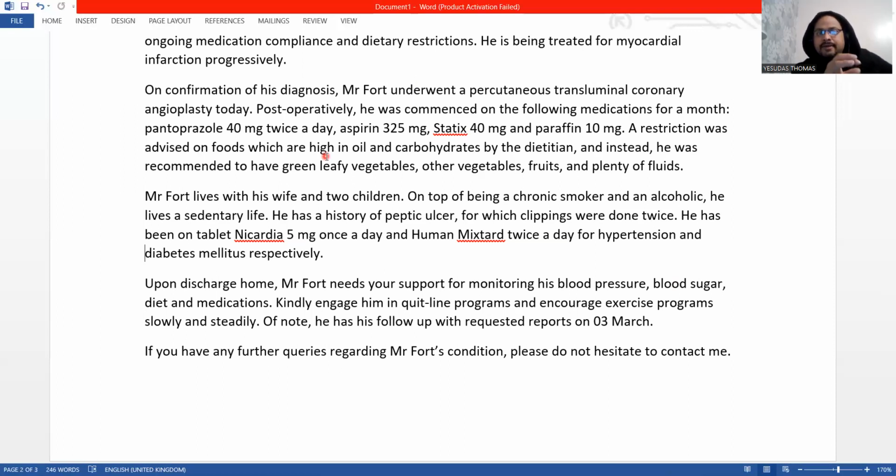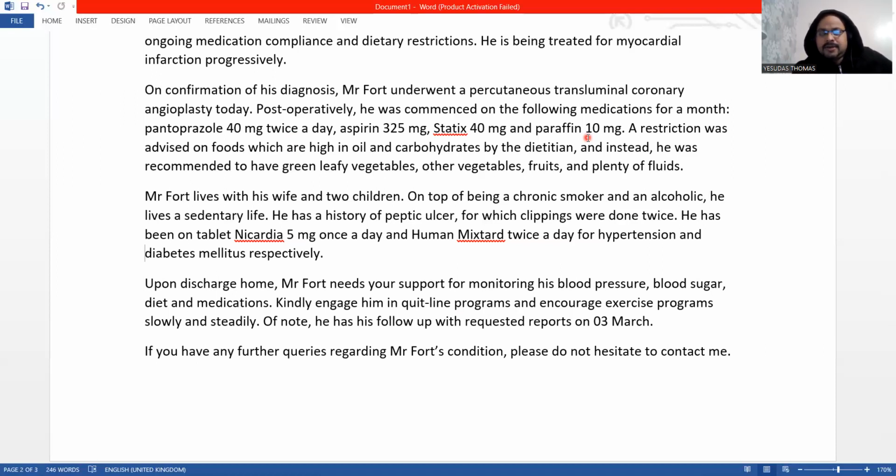And post-operatively, he was commenced on the following medications for a month. So all these four medications have to be continued for a month. So we have listed these things with a colon. Pantoprazole 40 mg twice a day. So the frequency also should be there. Aspirin 325 mg. The frequency was not given. Atorvastatin 40 mg and Ramipril 10 mg. So the frequency, where given, has to be given clearly. So everything we have said.